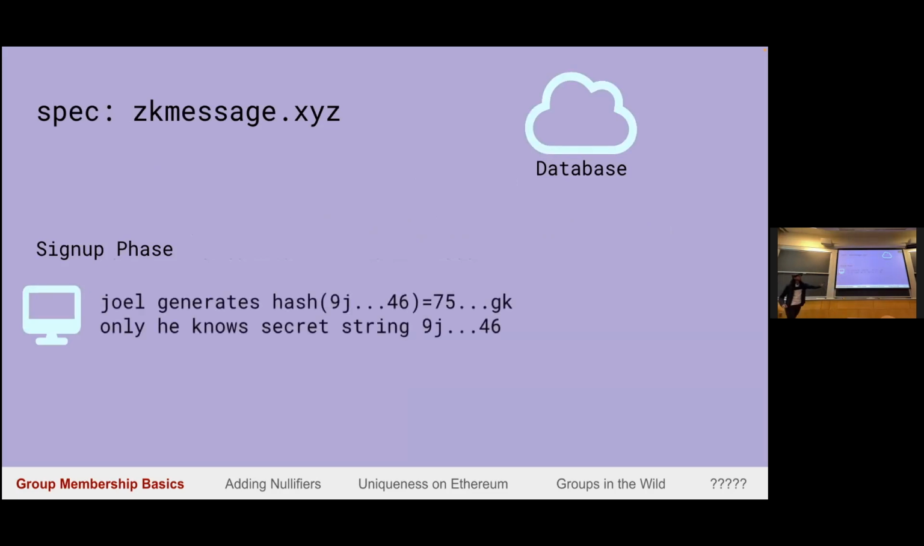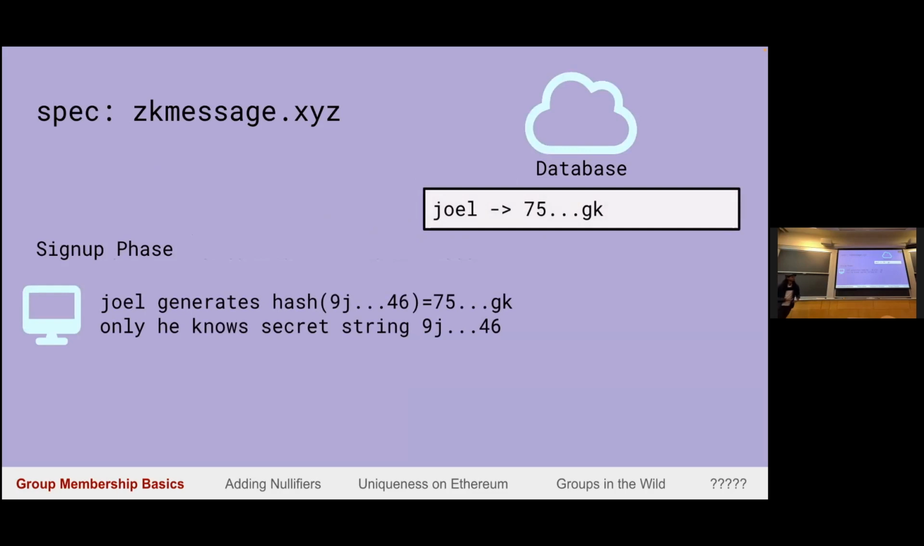The user can generate a hash of their secret, and they ensure that no one else knows that secret string. And in the database, they put the hash there. So you can see that on Joel's computer is the only place that the secret string 9j, et cetera, is kept. And the public hash is public to everyone in the database.